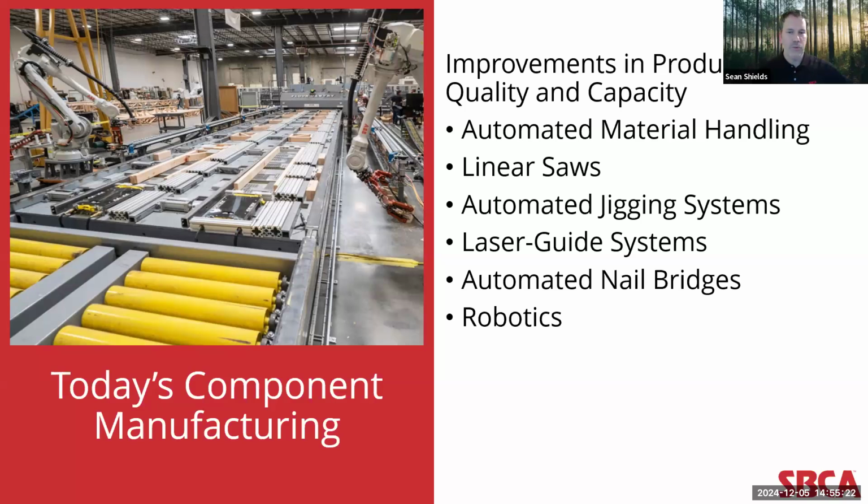1950s, is truss manufacturing. And so there's really been a lot of investment in production equipment, whether it's automated material handling, linear saws, automated jigging systems, laser guided systems, automated nail bridges, even robotics. Everything is moving at a rapid pace towards making component manufacturing more efficient, more accurate, and that results in a more precise and better performing product.